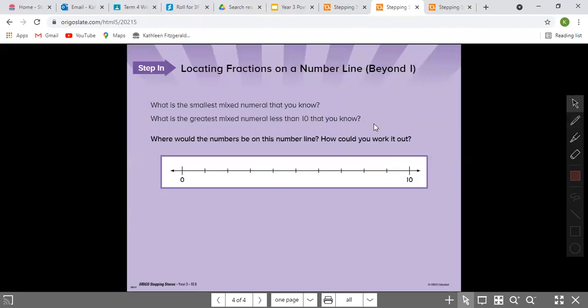What is the smallest mixed numeral that you know? Okay, well, to be a mixed numeral, it's got to be more than 1. Okay, so I'm assuming that these are tenths. 1, 2, 3, 4, 5, 6, 7, 8, 9, 10. So we've broken our number line down into tenths. And so from 0 to 10, each marker will mark 1 whole.